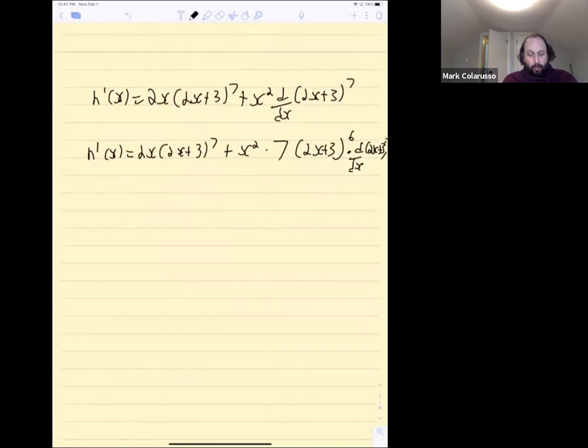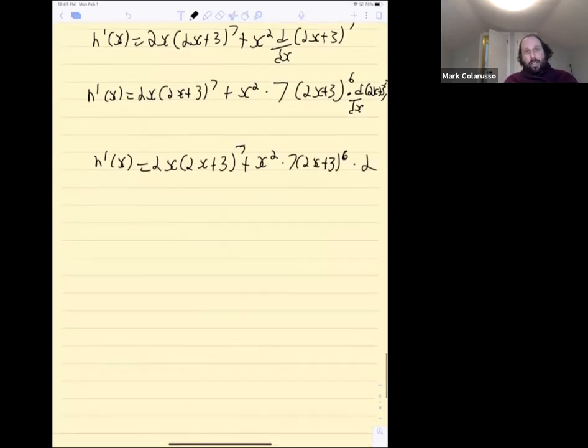So the derivative of raised to the 7th is 7 whatever to the 6, right? But it's evaluated at the inner function. And then I just have times the derivative of the inner, which is the derivative of 2x plus 3, and that's just 2. So this is 2x times 2x plus 3 to the 7th power, plus x squared times 7 times 2x plus 3 to the 6th power, times 2.